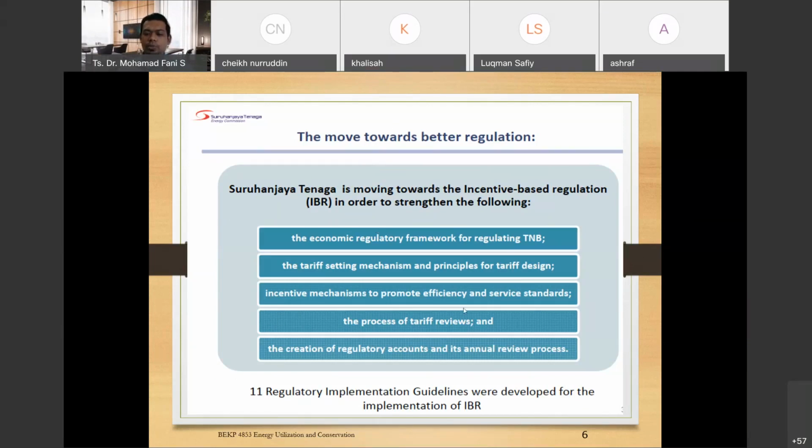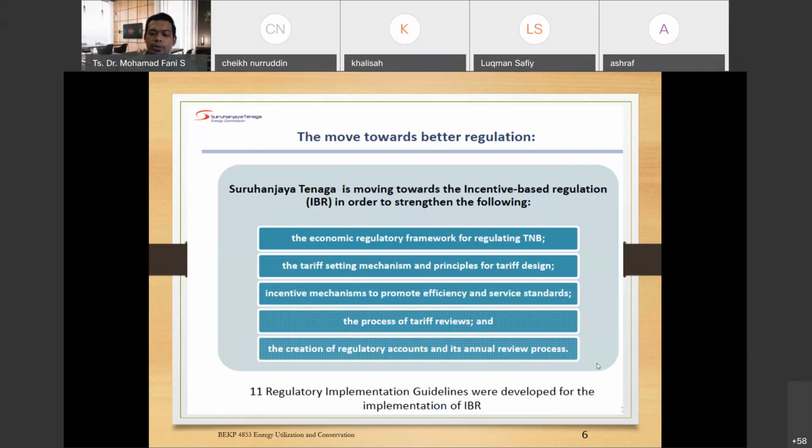Incentive mechanism to promote efficiency and service standard. So they put the standard service for the TMB or another utility to fulfill the efficiency level, and then the process of the tariff review. If there is any change from the generation, or from the policy of the government, that's the review for the base tariff, to be reviewed every 6 months, depending on the status of the policy from the government.